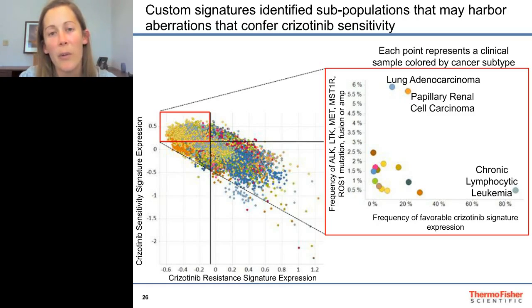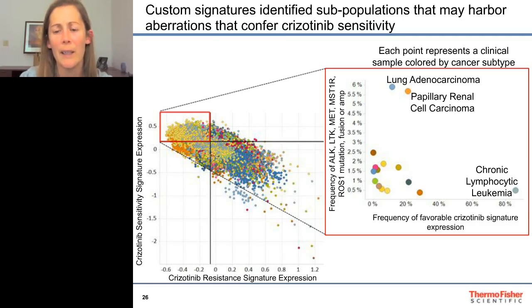And so what I'm showing by this figure is that there are three cancer subtypes that really, for us, would stand out in terms of having potential sensitivity to crizotinib. These include lung adenocarcinoma and papillary renal cell carcinoma, two cancer subtypes that are currently in clinical trials for crizotinib. And we would also pull out chronic lymphocytic leukemia as another potential cancer subtype that may show sensitivity to crizotinib. The interesting thing about this subtype is that it has very high favorable signature expression, but not necessarily mutations, fusions, or amplifications in these other potential crizotinib target genes.